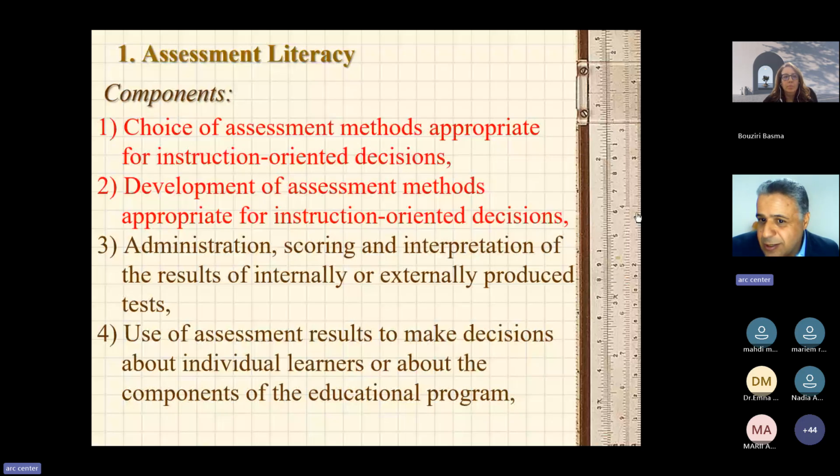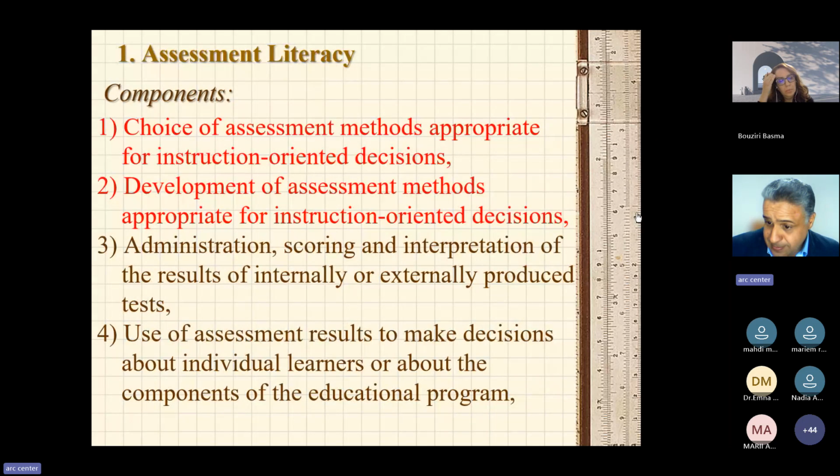Instruction-oriented decision means that you decide whether the test is for formative purposes, for summative purposes, whether the test is just for pass and fail decisions, or whether the decision is, for example, to improve or to provide feedback to your learners so that they can improve their performance.